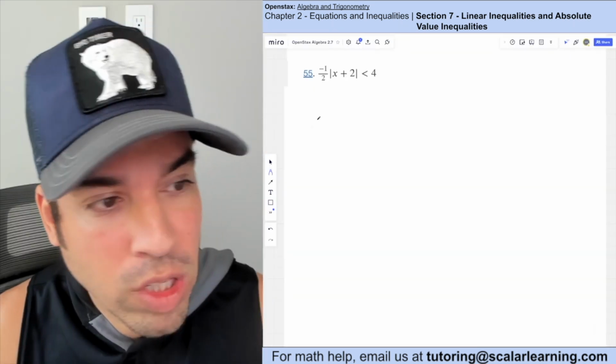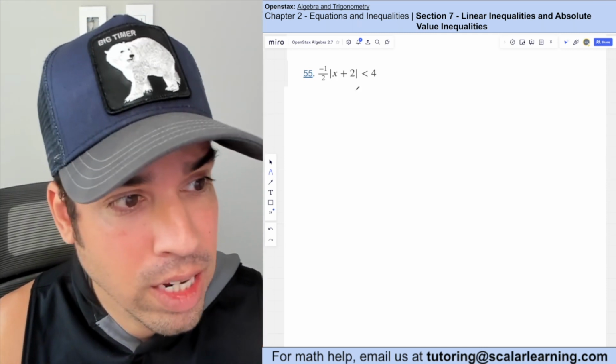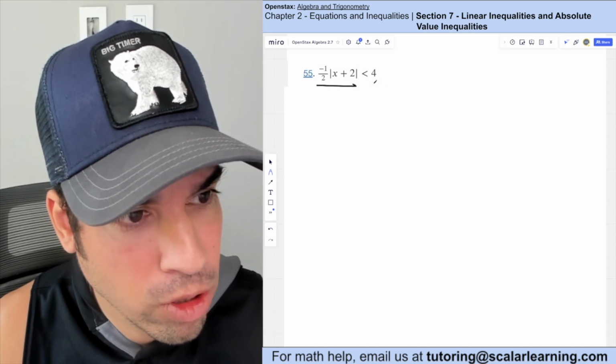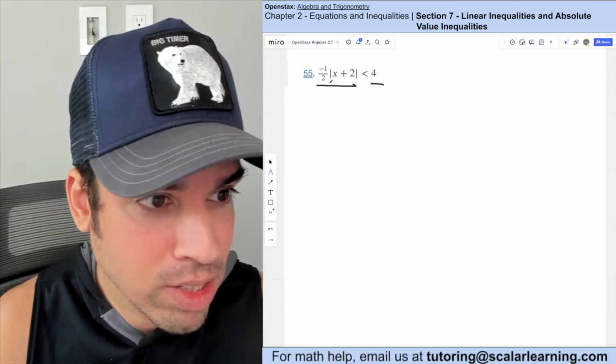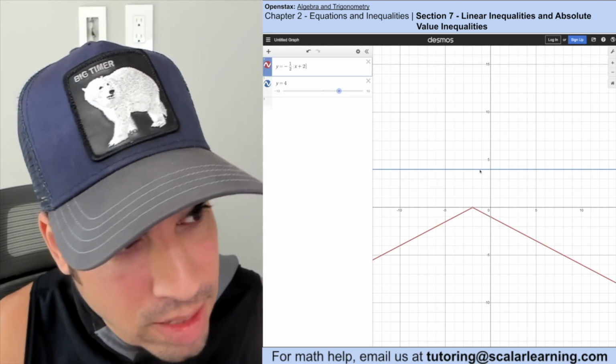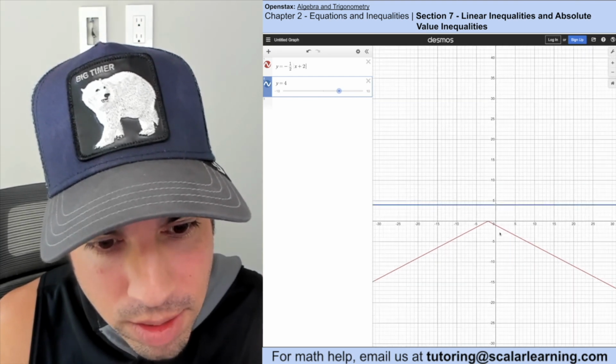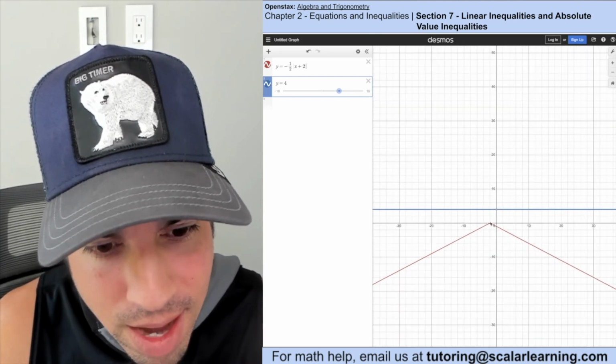So this problem is meant to be solved using a graphing calculator. I'm going to show you how to do it on Desmos. So we're going to do this as one function, this is the other, and see when the left side is less than the right side. So I'm trying to figure out when this function here is less than y equals 4. Well, if you look at it, it looks like it's pretty much always less than that because it's just going down. That's the highest point.